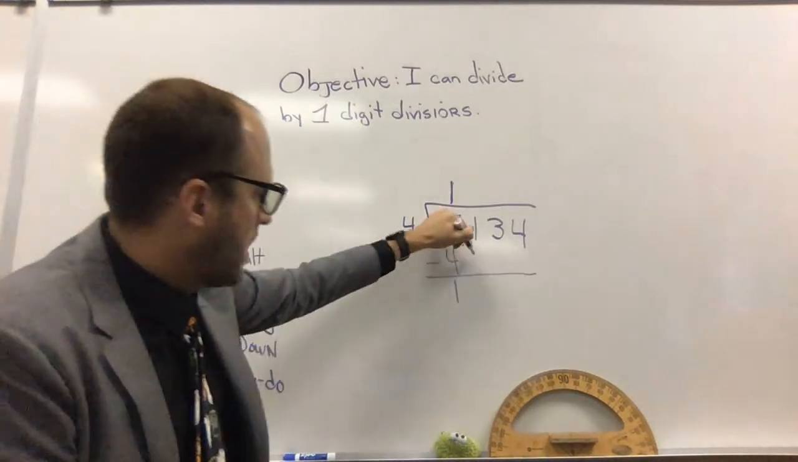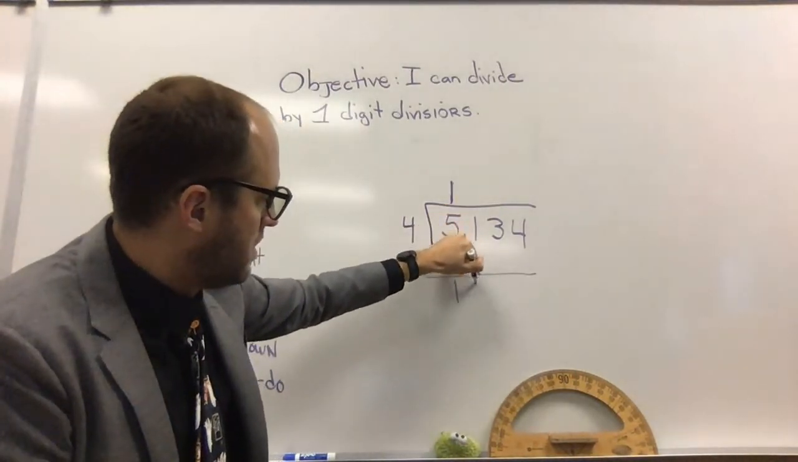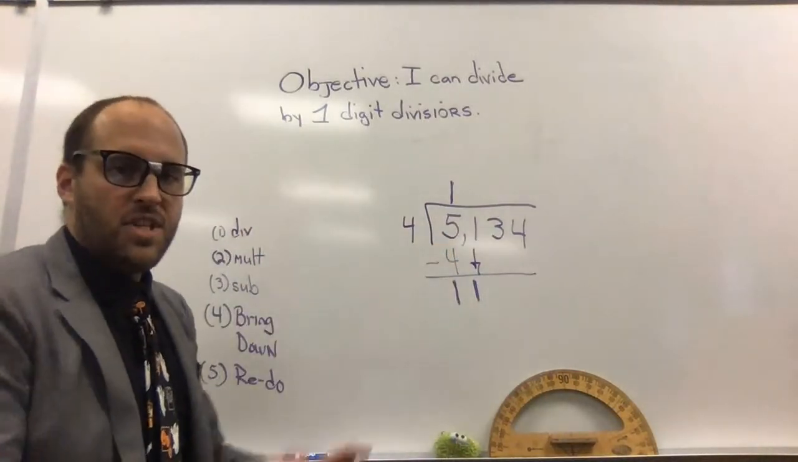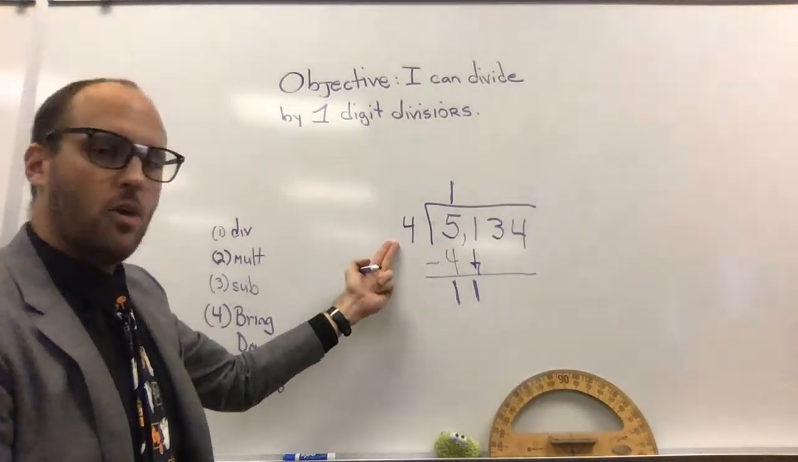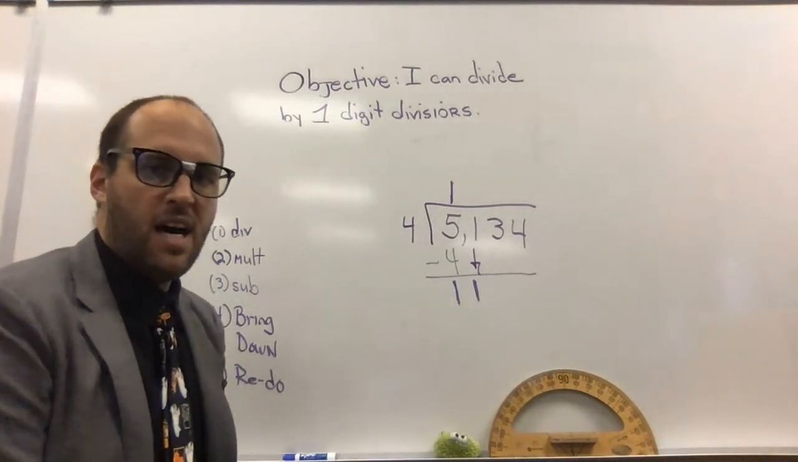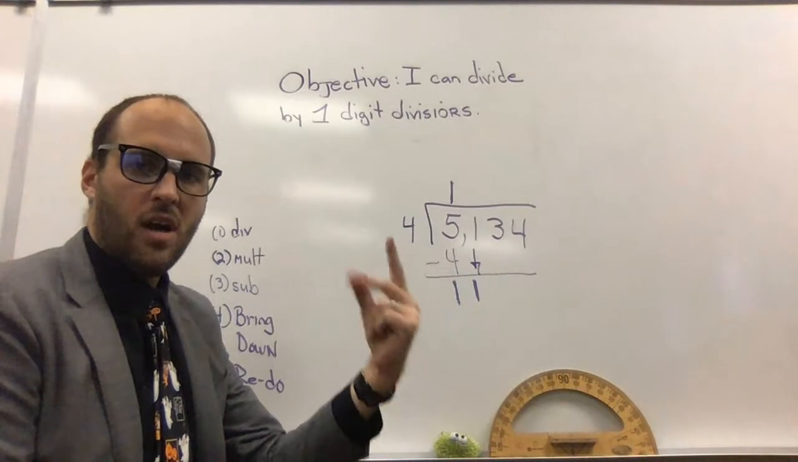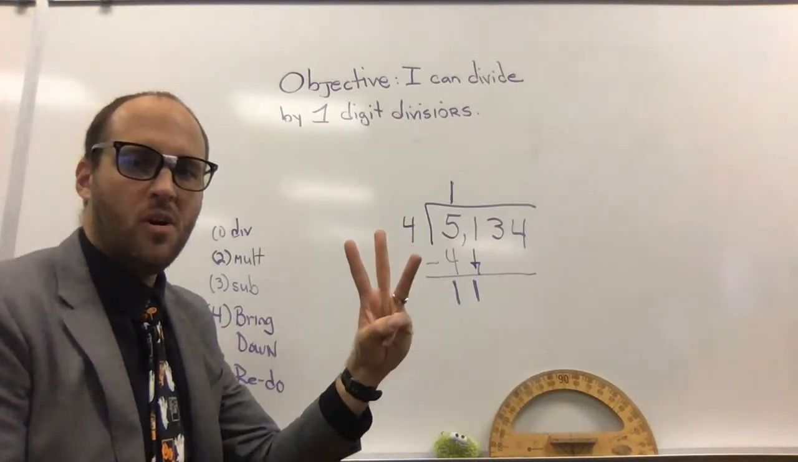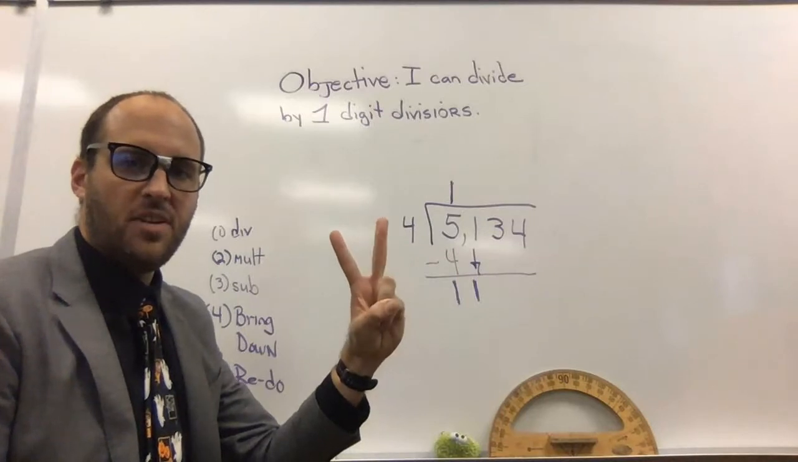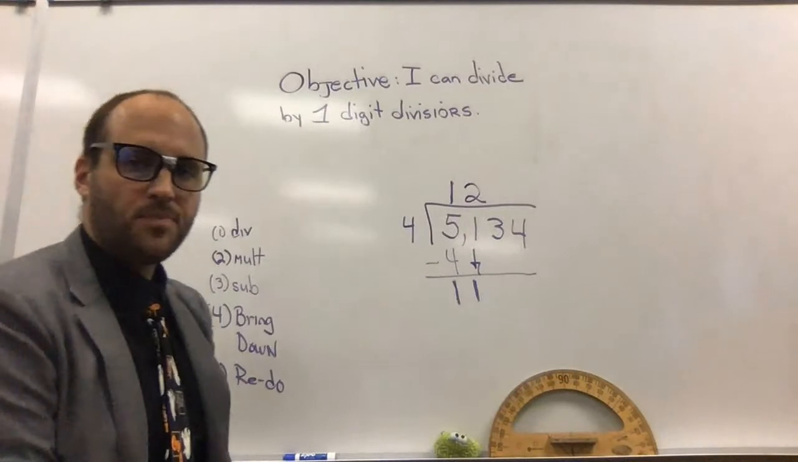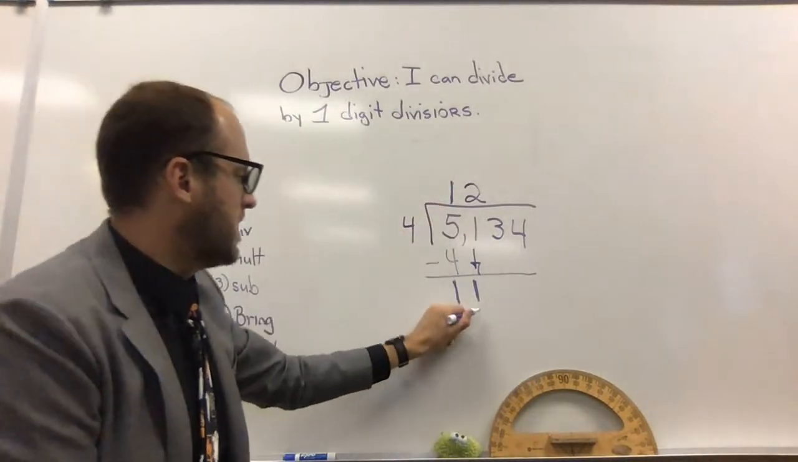It is, so I can bring down and make this an 11. Now you still redo. So now you think, how many groups of 4 can I get out of 11 hundredths? Well, if you skip count by 4s, 4, 8, 12. Once I got to 12, that's more than I need, which means I only need 2 groups. So that means I have 2 groups of 4. 2 times 4 is 8.